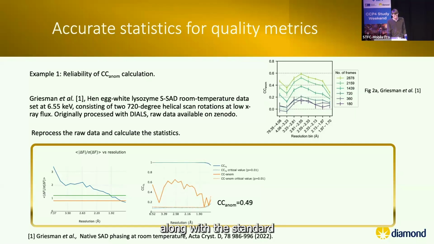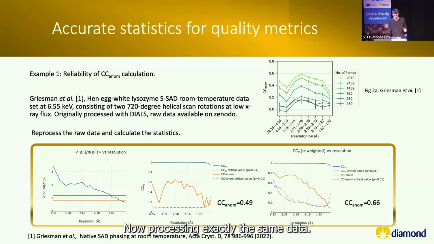Calculating the CC anon with the standard unweighted formula that we usually use, we again see this big dip at low resolutions. Now processing exactly the same data, but using a weighted CC half formula, we then get this plot on the right. That gets rid of the unusual dip, and it makes much more sense and is now consistent with what we'd expect from delta F over F. So the true correlation was being hidden by using unweighted statistics.